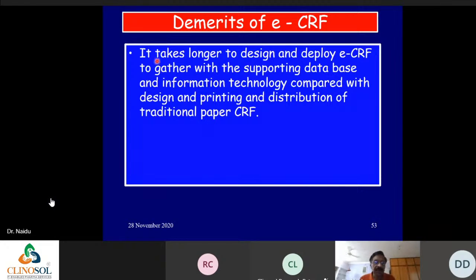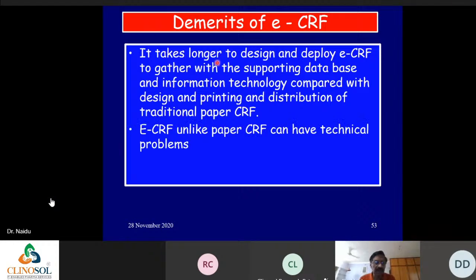Now coming to the demerits of eCRF. It takes a longer time to design. You have to prepare, and go on running and checking whether some problem is occurring, or internet issues are there. So designing eCRF together with supportive database information technologies is compared with designing and printing. Printing is very easy and we can distribute to the participant and they can enter. We need not bother whether the internet is working or not. So that is one of the demerits of eCRF.